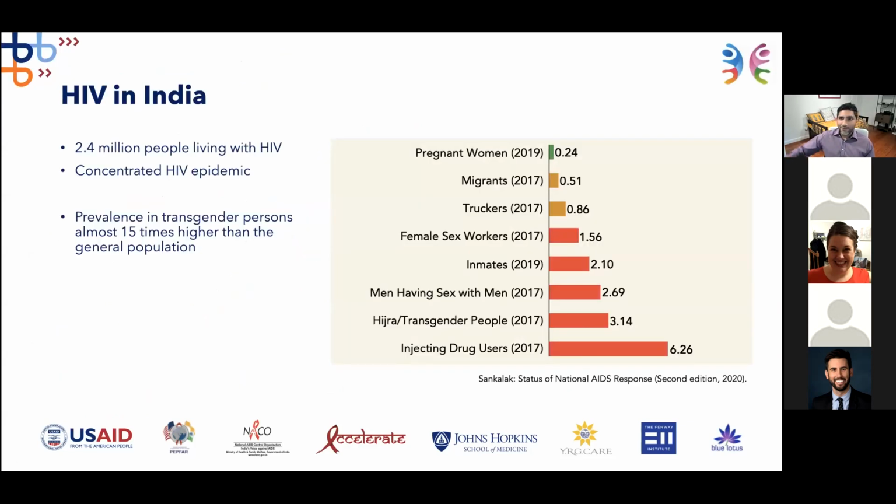I think most of you are familiar, because I'm seeing from the list, almost all of you have worked in India at some point or the other, or probably are still working in India. So India has about 2.4 million people living with HIV. It's primarily a concentrated epidemic among key populations, ranging from about 6.3% in people who inject drugs to about 3.1% among the transgender communities in India. What is important to notice on this slide is the transgender community in India: despite ART being available since 2004 free of charge in the government sector, the prevalence in this community is still almost 15 times higher than in the general population in India.